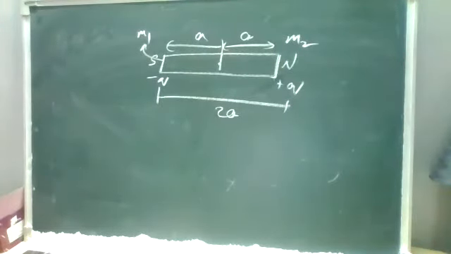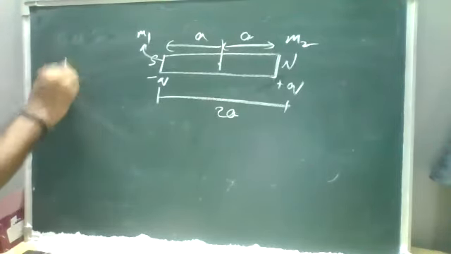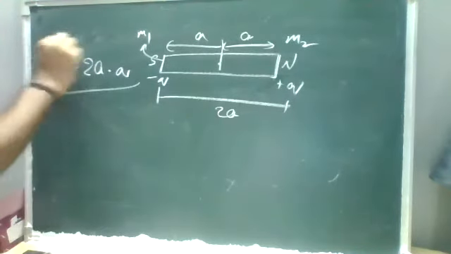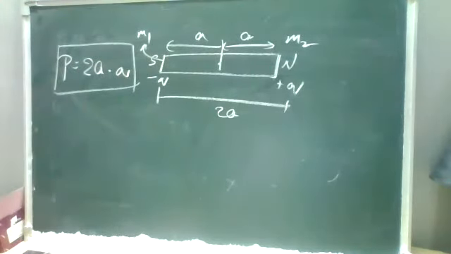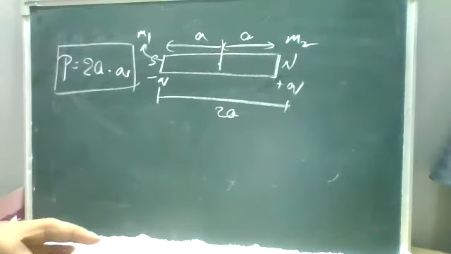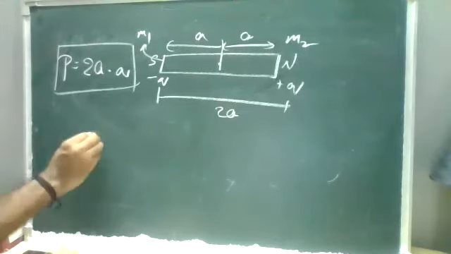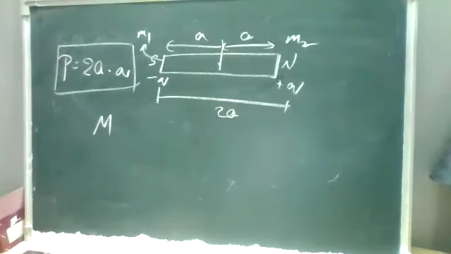Here, the magnetic dipole moment. There, what did we discuss for the electric dipole moment? P is equal to 2a into q. Here we are discussing the magnetic dipole moment. The symbol is capital M. Remember, magnetic dipole moment is capital M.